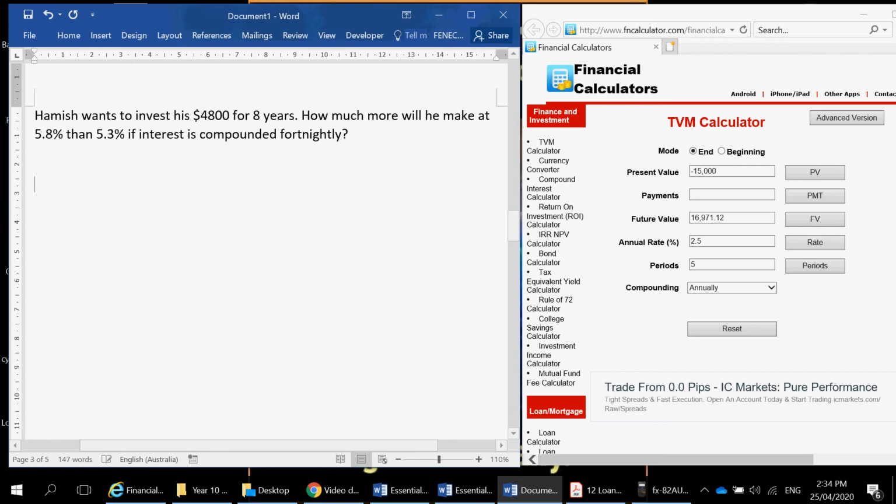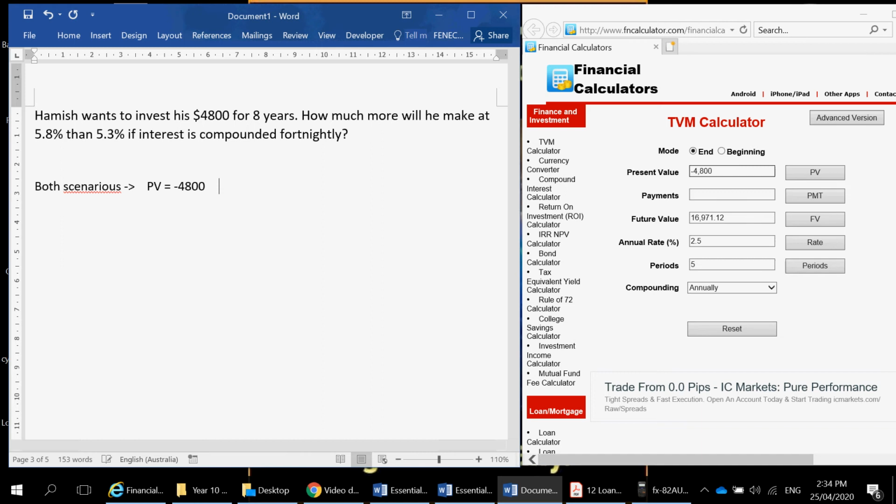Hamish wants to invest his $4,800 for 8 years. How much more will he make at 5.8% than 5.3% if interest is compounded fortnightly? So in both situations here, we have the present value, which is the amount invested as a negative, going to be negative 4,800, right? Because both scenarios that you're looking at, I'll call them scenarios, he's putting in 4,800. So let's put that in, that's easy.